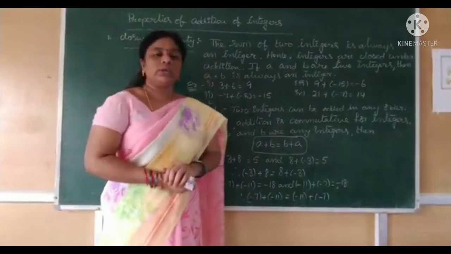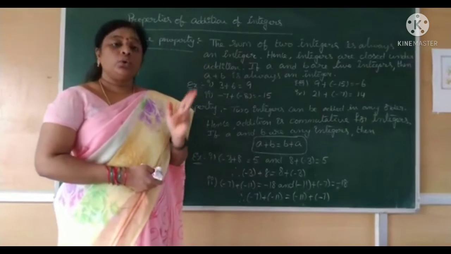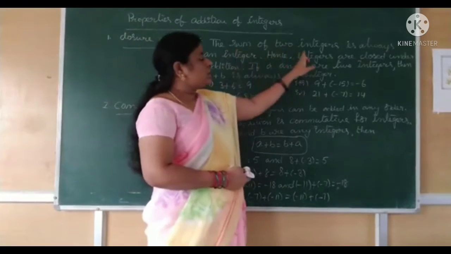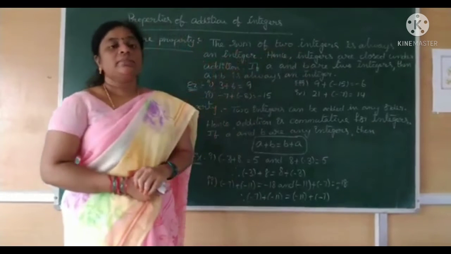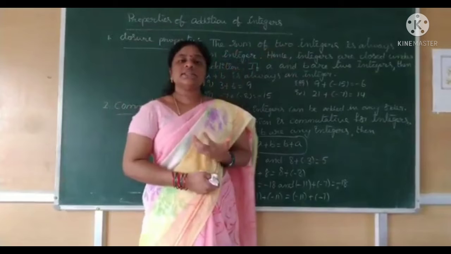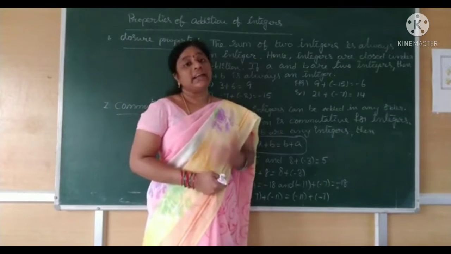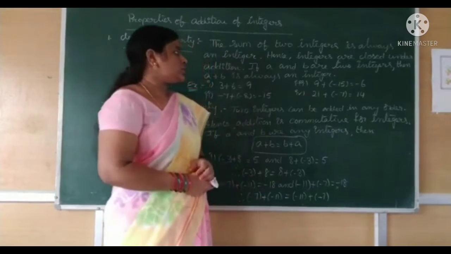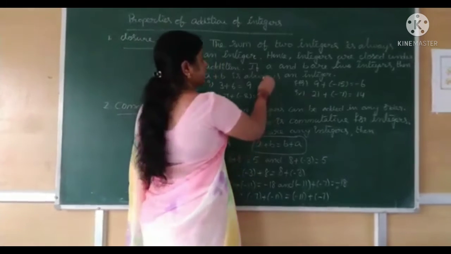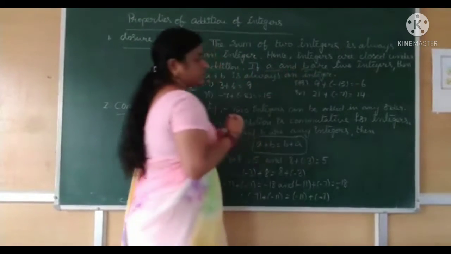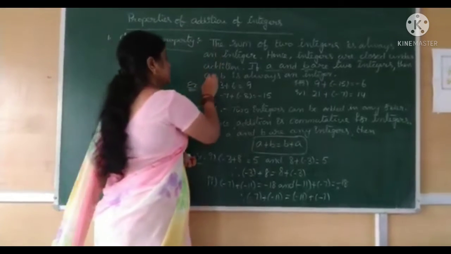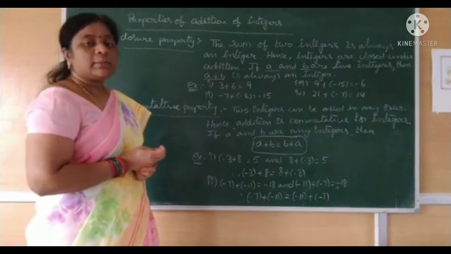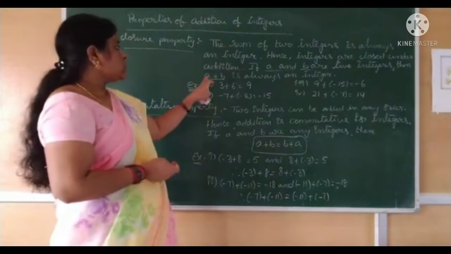The sum of two integers is always an integer. So hence, integers are closed under the addition operation. Suppose A and B are any two integers, the sum of these two is also an integer.